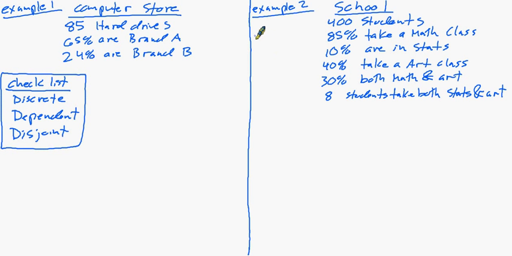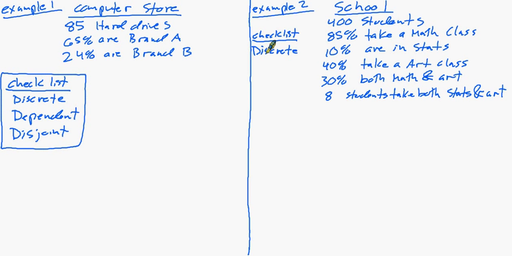Let's do a little checklist here for the students. Discrete or continuous, right? Can we have parts of students? No, not really. So this is discrete.